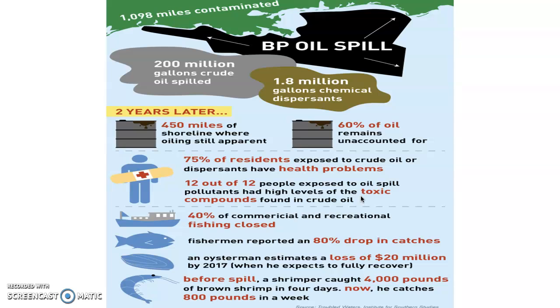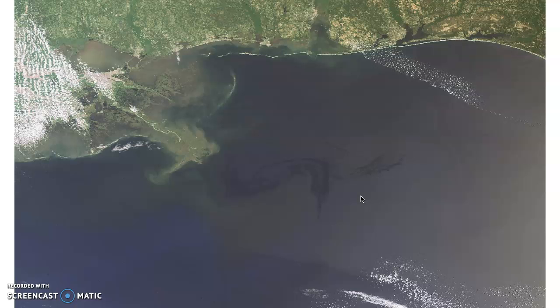This is how the economy has been affected. 40% of commercial and recreational fishing were closed due to the Deepwater Horizon oil spill. Fishermen reported an 80% drop in catches. An oysterman estimates a loss of $20 million by 2017, which is the year when he expects to fully recover. Before the spill, a shrimper caught 4,000 pounds of brown shrimp in 4 days. Now he catches 800 pounds in a week. This is my next video, which will be shown after the presentation.